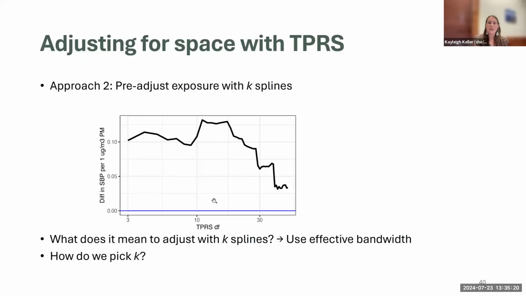So that answers one of our 2 questions that we had left. It kind of answered this question of, well, what does it mean to adjust with k-splines? We can use this effective bandwidth to at least put a spatial distance on things. But we also now have this question of, well, how do we pick what distance to use? And this is also potentially challenging.